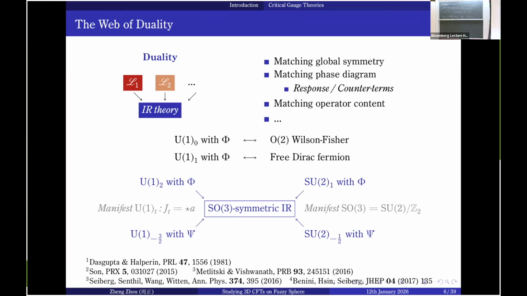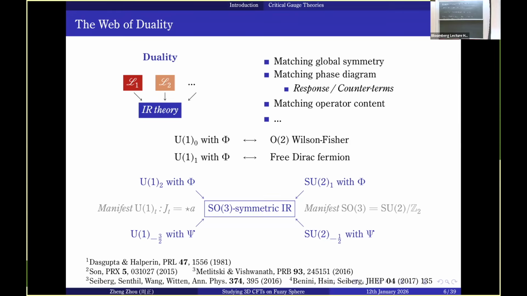Now, an important feature of these Chern-Simons-Matter theories is the duality. The duality describes that different Lagrangians can flow to the same fixed point in the IR. A famous example would be the particle-vortex duality, which says that the scalar QED with one flavor of complex scalar is dual to a critical complex scalar itself, which is the O(2) Wilson-Fisher.